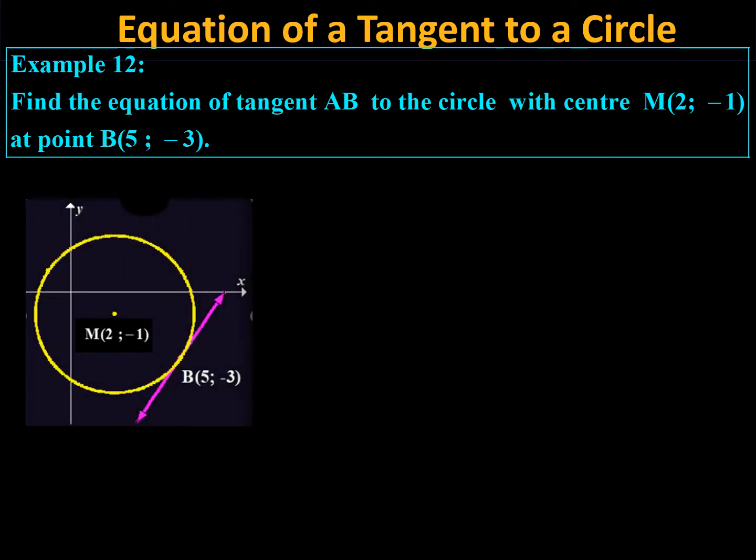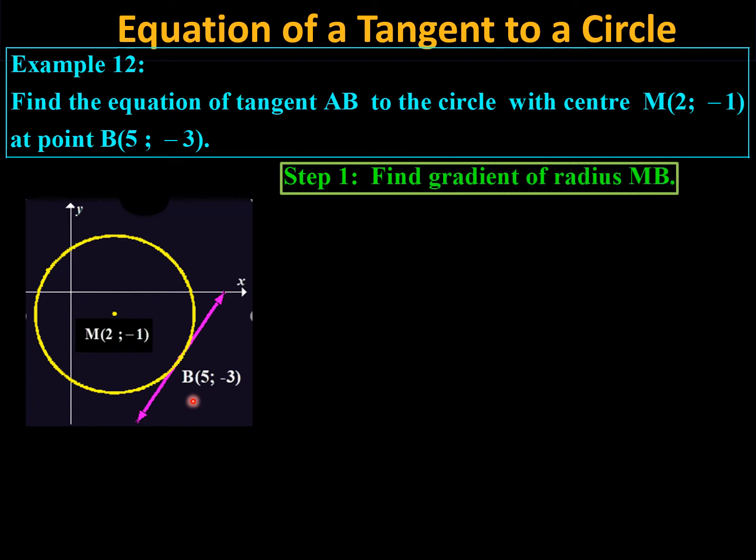As you can see there, we have a circle with center at M, which is (2, -1). There's the center M, and there is a tangent. But we'll follow exactly the same procedure. The gradient of the radius, and that gradient is MB.